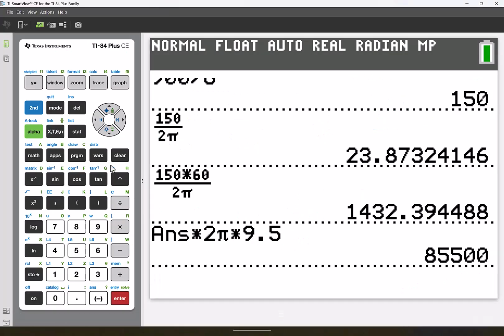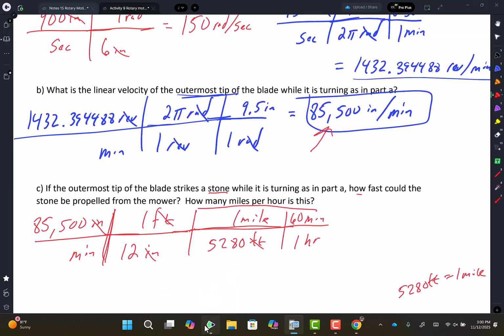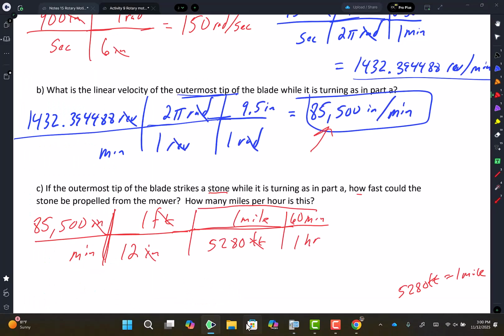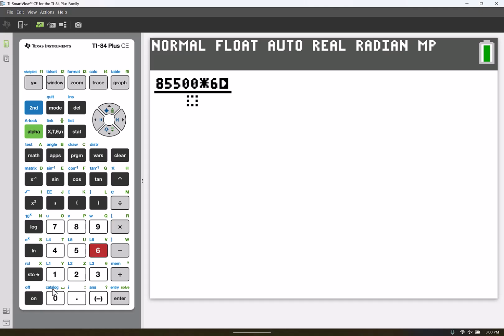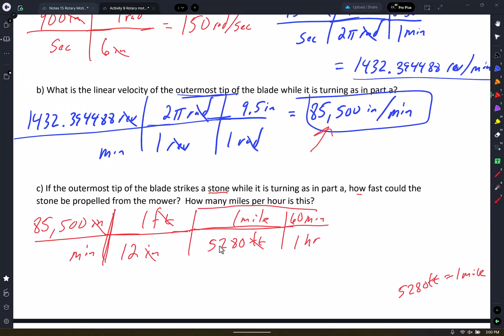There it is. Use the fraction feature. So I'm going to go alpha y equals enter. And I'm going to type 85,500 times 60. And in the bottom, I'm going to type 12 times 5,280. This is all just one giant fraction, guys. Whatever you have in the bottom, you're multiplying together. Whatever you have in the top, you're multiplying the numerator together.